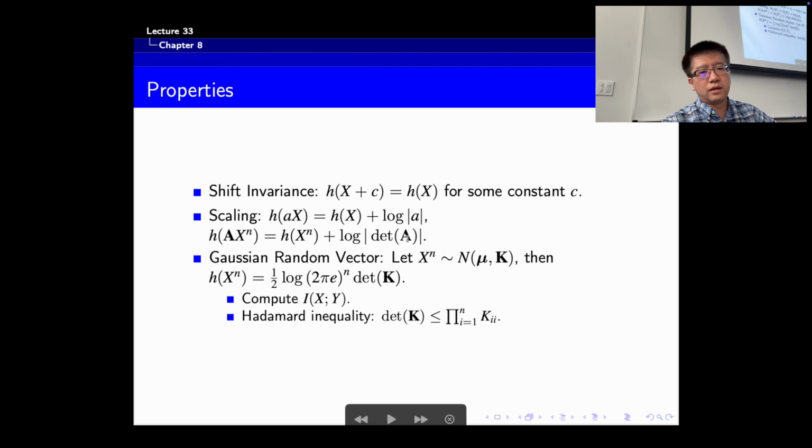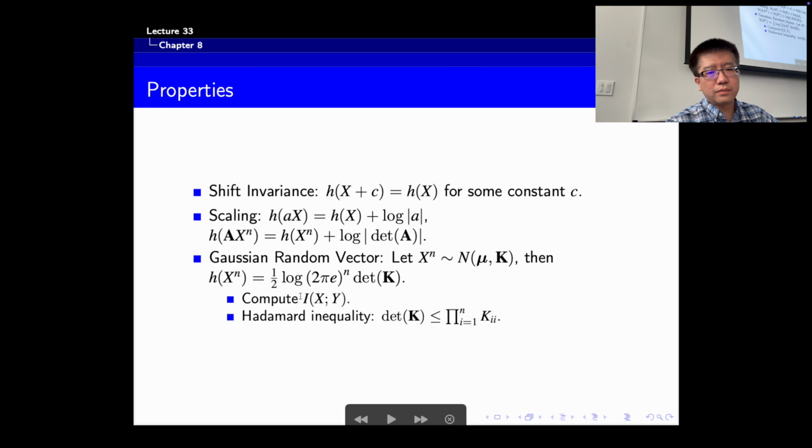Then we focus on the Gaussian random vector. If a vector follows a Gaussian distribution with mean mu and covariance matrix K, here is its entropy. We're going to use that a lot because in wireless communication, the most popular channel model is a Gaussian model, where we assume the noise is Gaussian. We're going to go over that today.